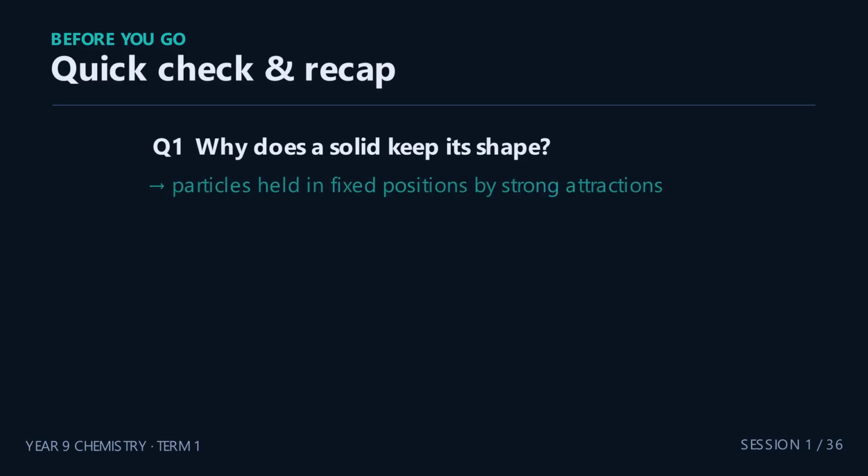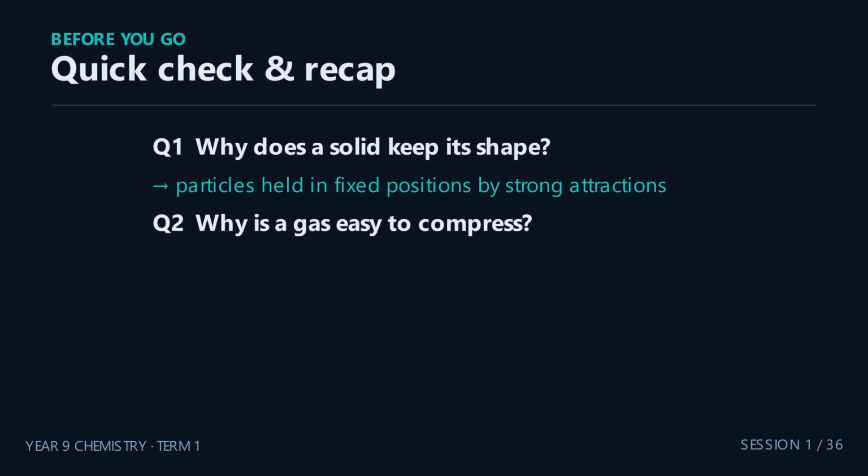Because its particles are held in fixed positions by strong attractions. Question 2. Why is a gas easy to compress? Because there are large spaces between its particles.